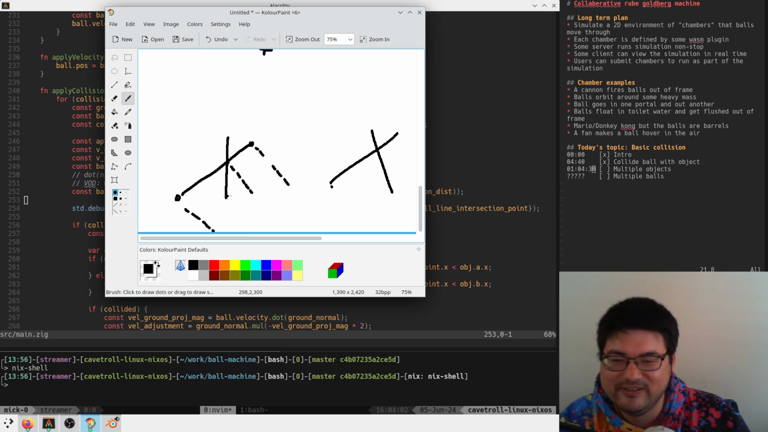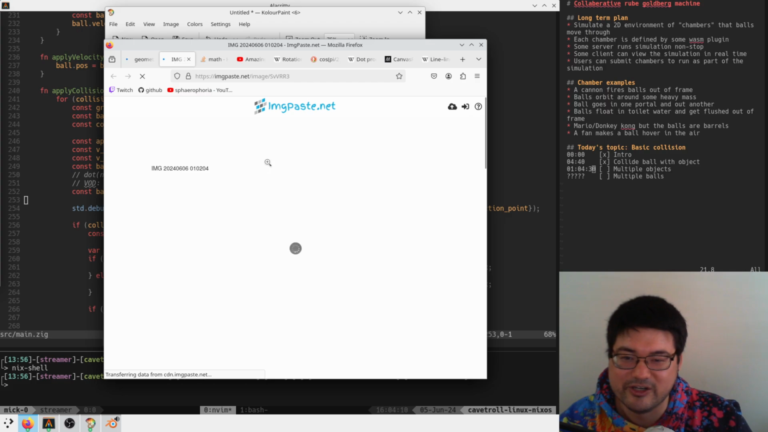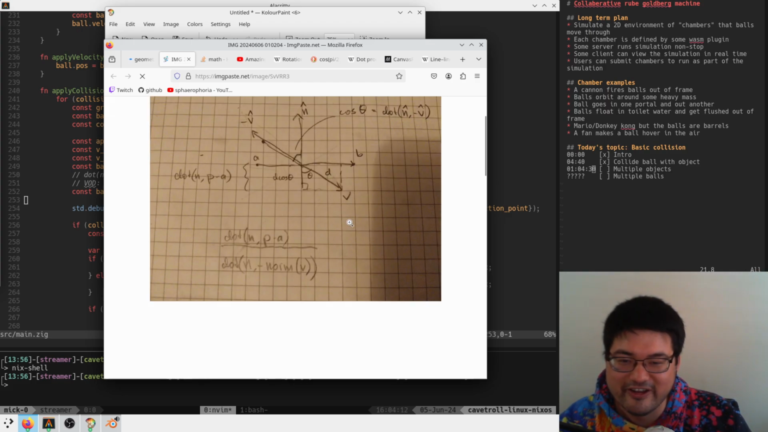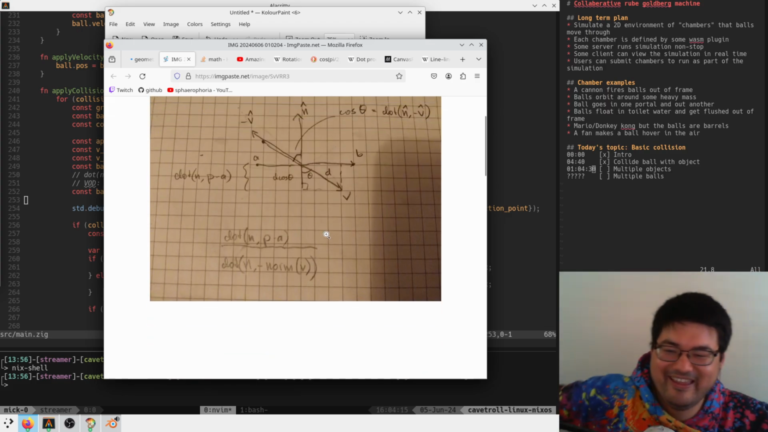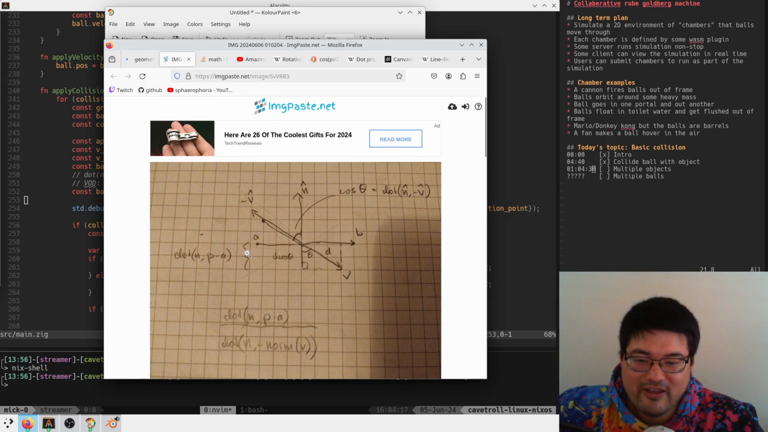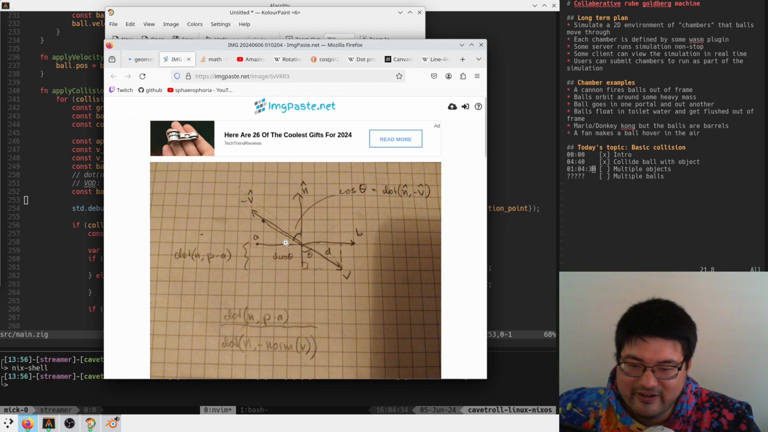We have normal here. We do not know this point. We know this point. This guy drew it out for me because I'm too stupid and slow. Thank you. So A, where's P? V. So P is here. This distance is the dot product of the normal onto P minus A. I agree with that. So far, so good.